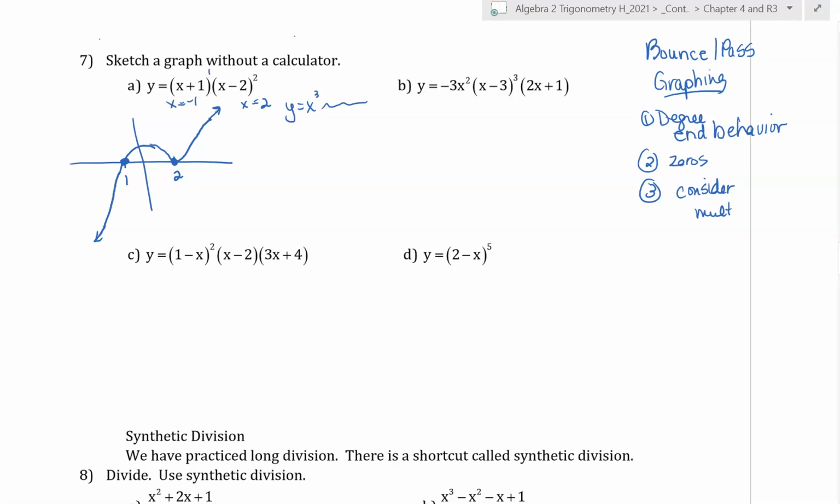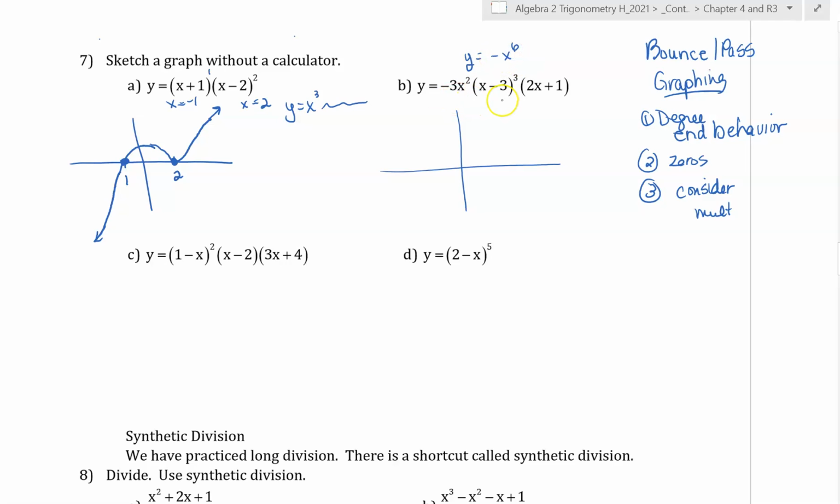Go ahead and pause the video and try part B. Right, so part B, if I multiply this out, which I'm not going to, notice I would have x times x times x times x times x times x. I would have 6 x's. So notice there's a negative sign, so it would be -x to the 6th.